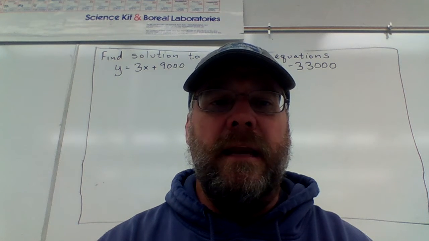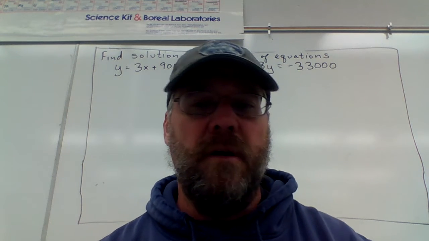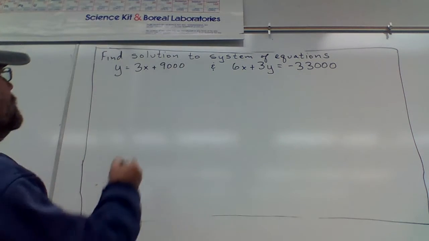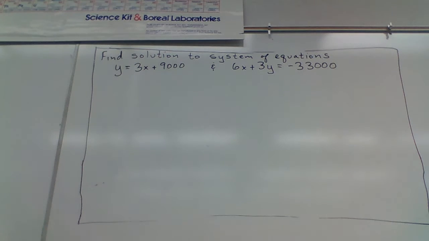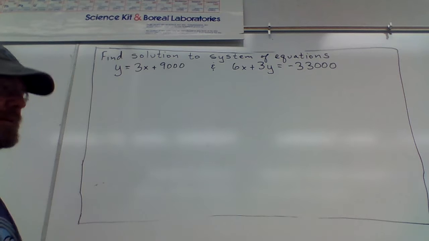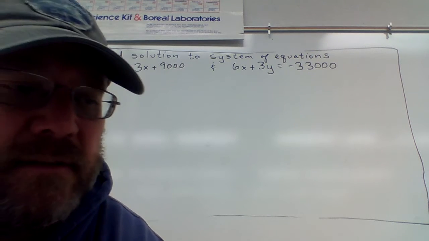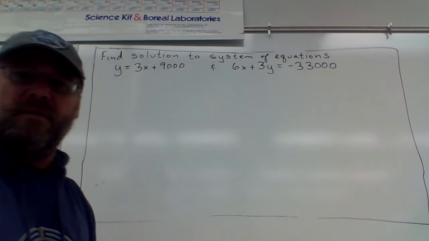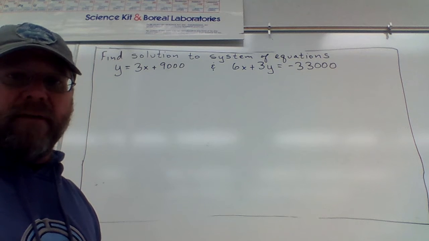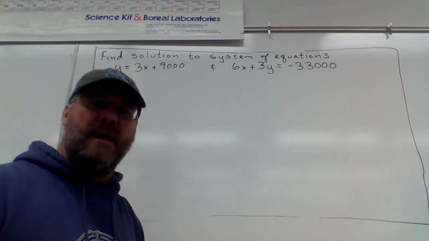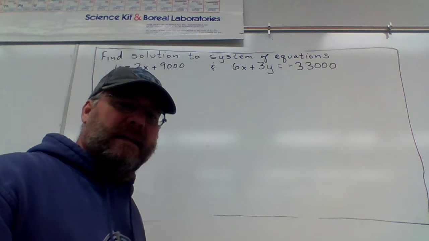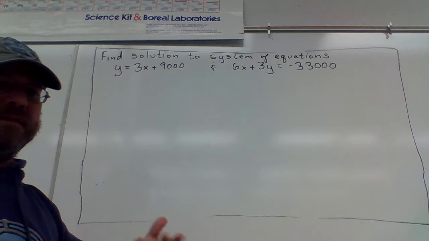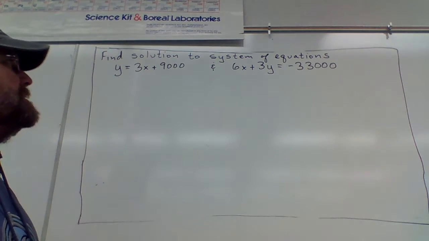But anyway, again, I have two equations for you. We're going to go ahead and solve them using this equal values method. The first equation I have is y equals 3x plus 9,000. The second equation I have is 6x plus 3y equals negative 33,000. You see, these big numbers would not make it super fun to graph. I mean, you could do it, you could scale it down maybe, but it just wouldn't be super easy to do. Whereas, again, using this equal values method might be a little bit easier.